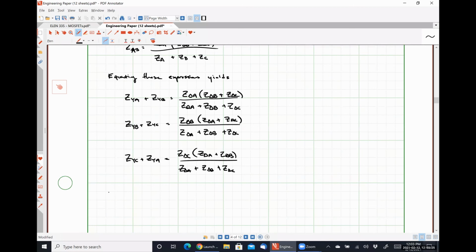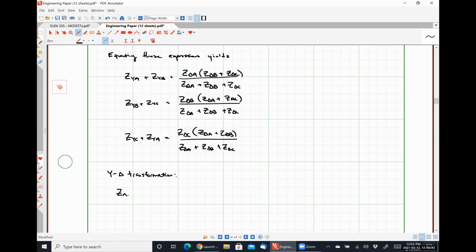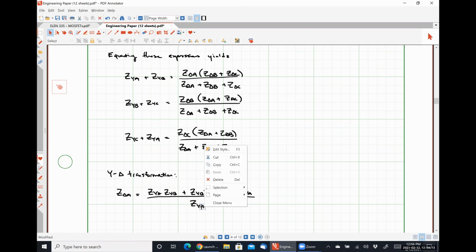So my Y delta transformation, I get Z delta A is equal to ZYA plus ZYA multiplied by ZYB plus ZYB multiplied by ZYC plus ZYC multiplied by ZYA, all divided by ZYA.